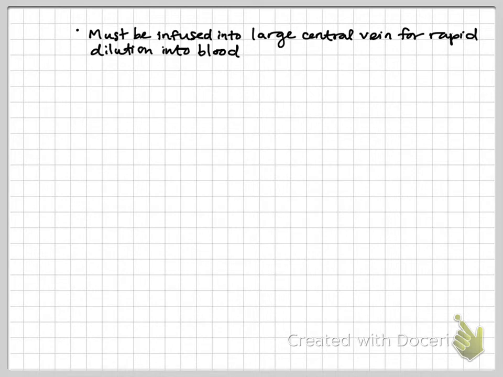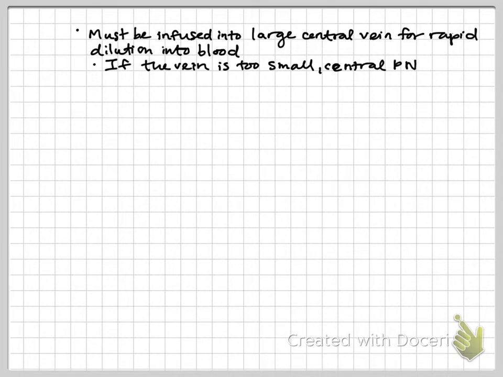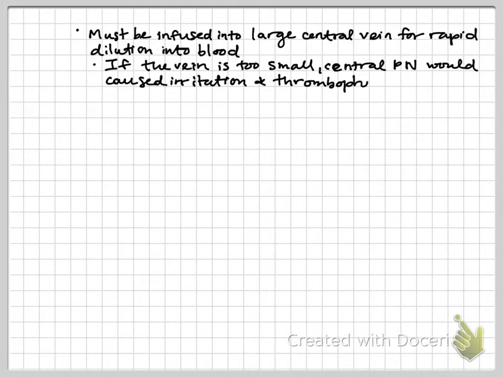If the vein is too small, so what if I try to infuse this very viscous, meaning very thick, and very hypertonic solution? This central parenteral nutrition would cause irritation and thrombophlebitis at the site. So it's going to irritate that very, very small vein.